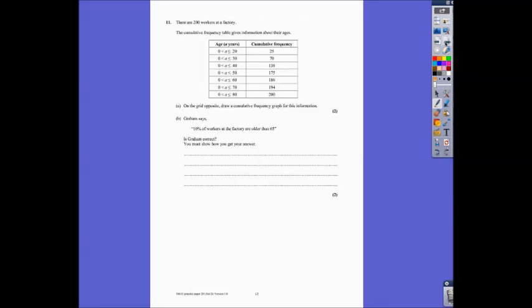Question 11. There are 200 workers in a factory. The cumulative frequency table gives information about their ages. On the grid opposite, draw a cumulative frequency graph. So with a cumulative frequency graph, you plot the end points, which is really important. A lot of people plot the midpoints. That's for working out averages and things like that.